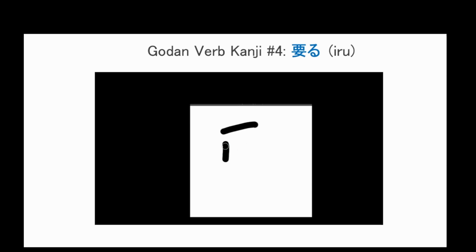1, 2, 3, 4, 5, 6, 7, 8, 9. Okay, last time. 1, 2, 3, 4, 5, 6, 7, 8, 9. Okay, so that's the kanji for iru, and it's 9 strokes.